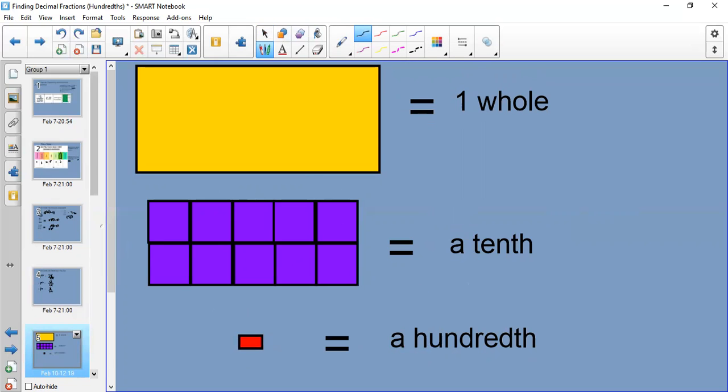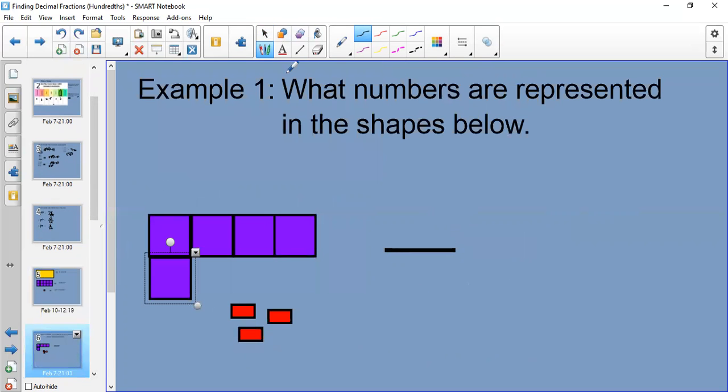Okay, so our first example, example 1: what numbers are represented in the shapes below? Now, you can show this as a fraction, but you will definitely need to show this as a decimal. Now, you can see there is no whole. We don't have any whole numbers here, so there isn't going to be a whole. So let's work out how many tenths we have. We've got 1, 2, 3, 4, 5 tenths. Okay, 5 tenths. And how many hundredths have we got? 1, 2, and we've got 3 hundredths.